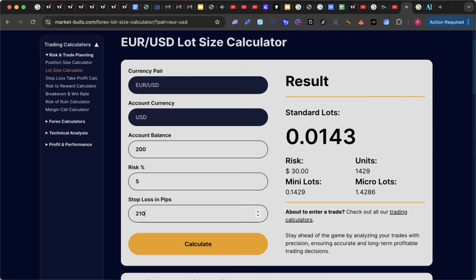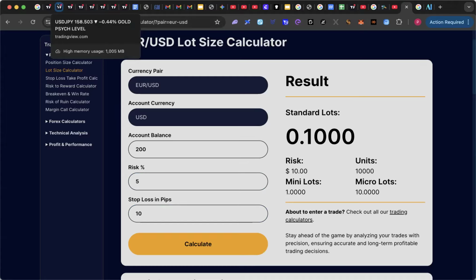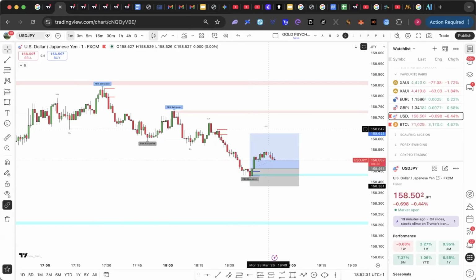How many pips? Let's just take it 10 pips, calculate. Can use 0.1. You're good. And then the trade hits your take profit, which is possible. So if you hit that, 10 pips to 20 pips. So you're risking $10 to make $20. So it's easy. Can you see that? So please be very careful.